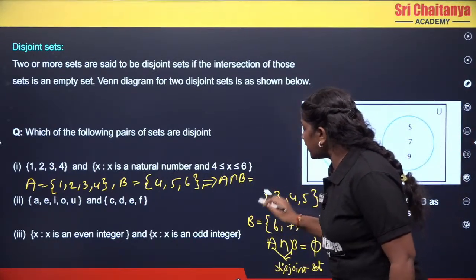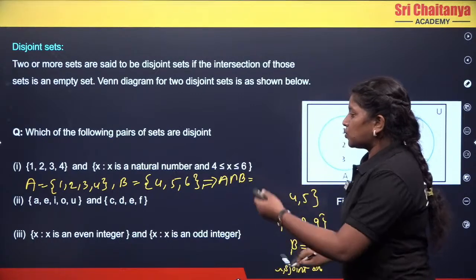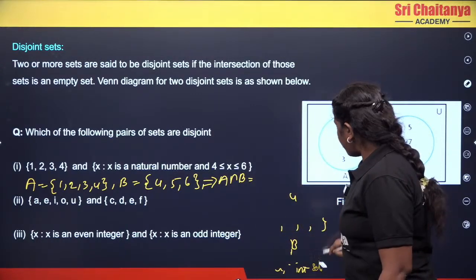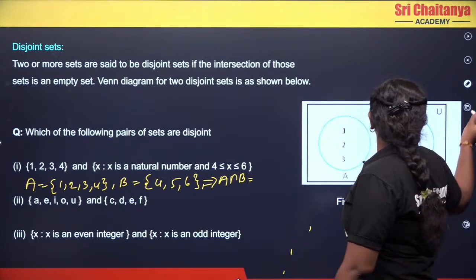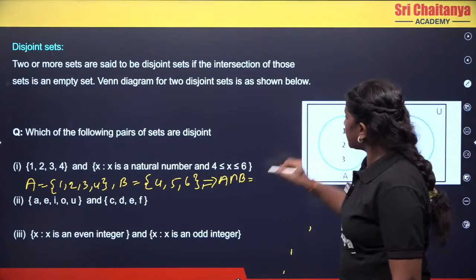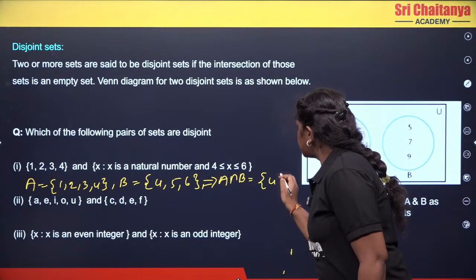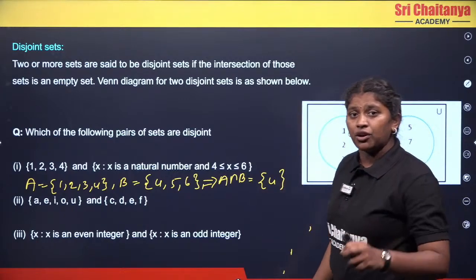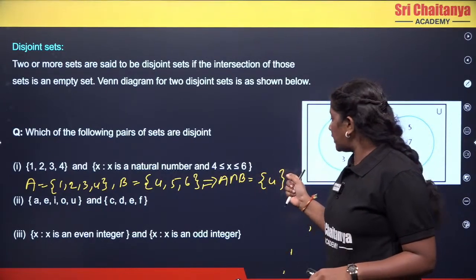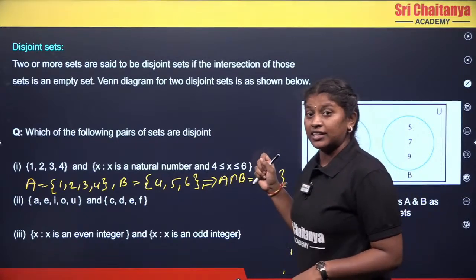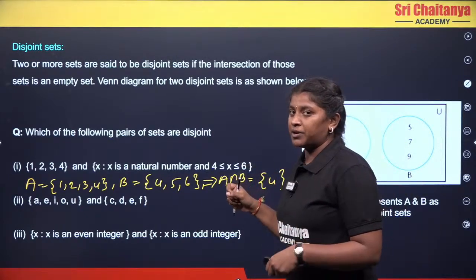So we are just going to write the common elements between them. If you observe here clearly, we are having only one element, which is nothing but the 4, between them. So our A intersection B will become the set of 4. And we are having only one element in this set, so it becomes a singleton set, what we discussed in our previous class.